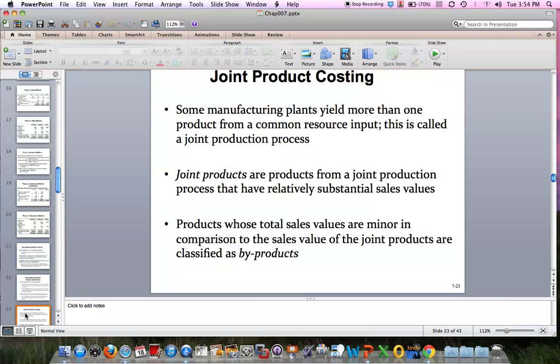Products from a joint production process each has a relatively substantial sales value. So two or three or more products all have value. If there's a market for them, we're going to sell them. There's also what they call a byproduct, and a byproduct is very minor sales value. It just kind of comes along for the ride, just has a little bit of value that we can at least get some value for it, but it's not really what we're trying to manufacture. So they're going to give us a great example of this in the book.